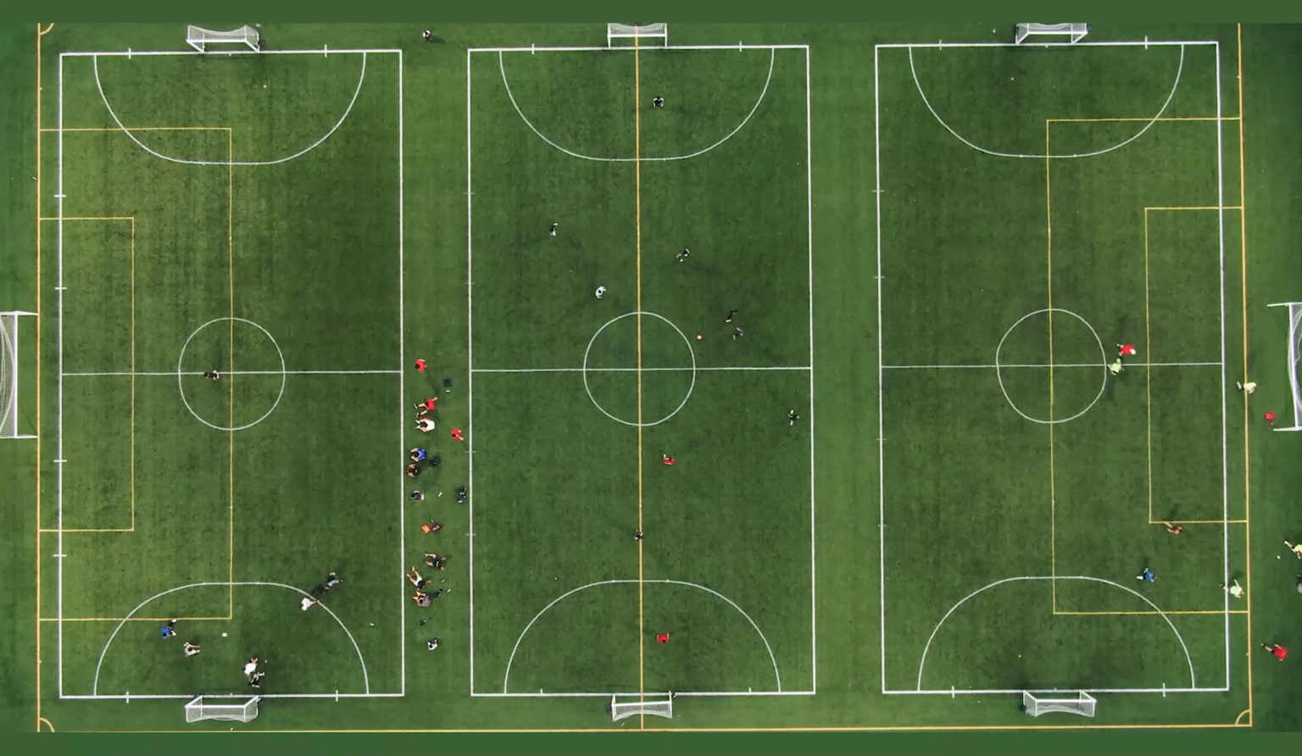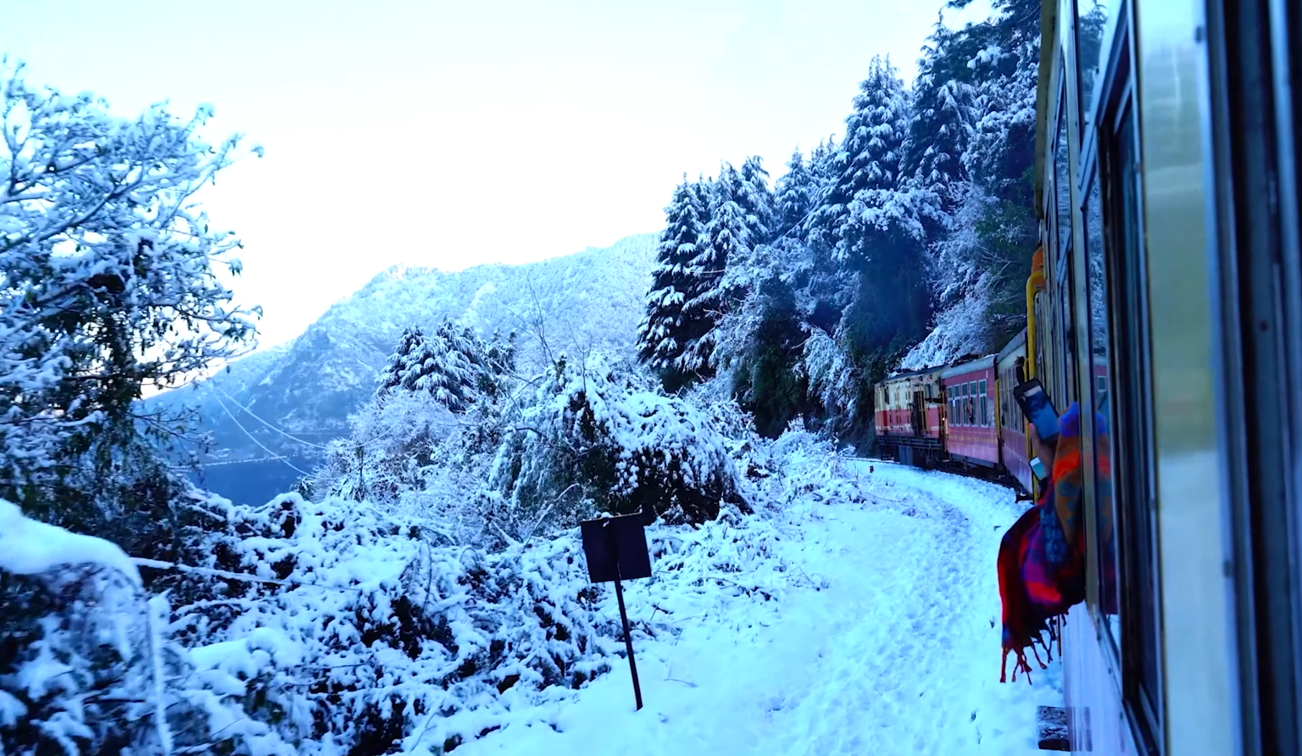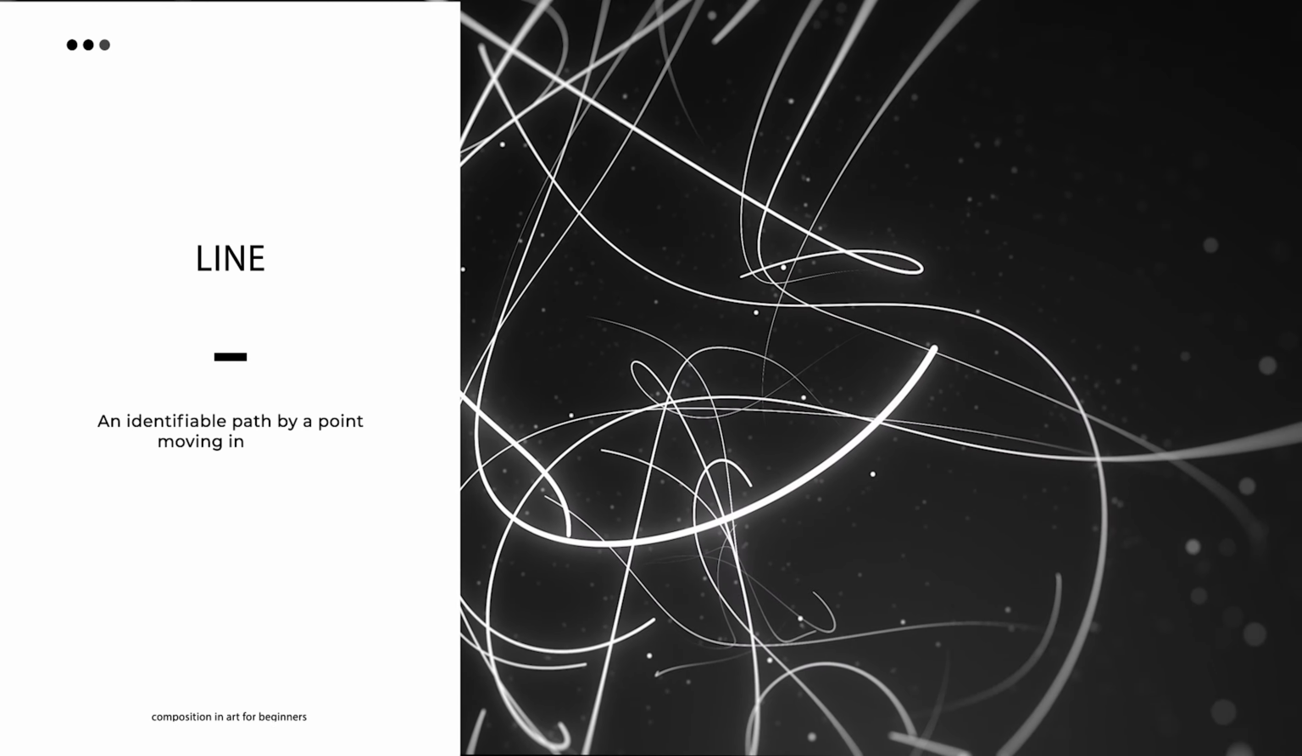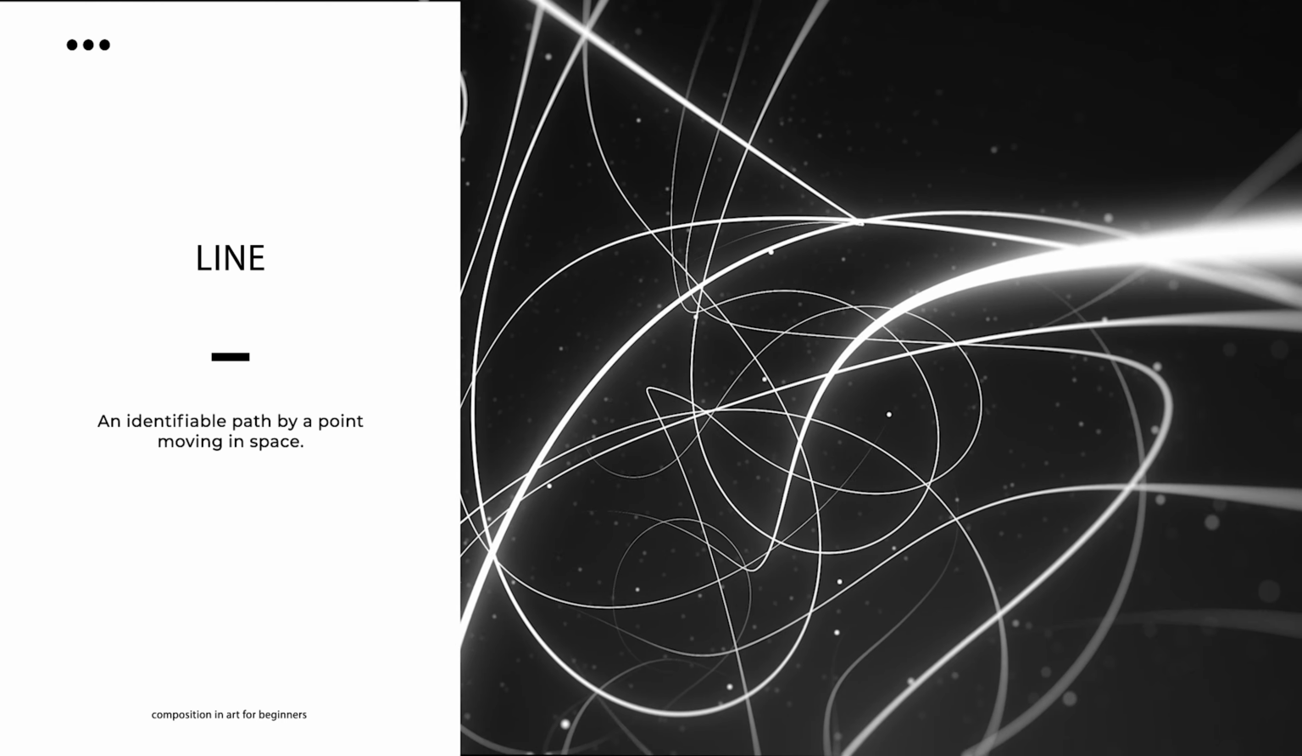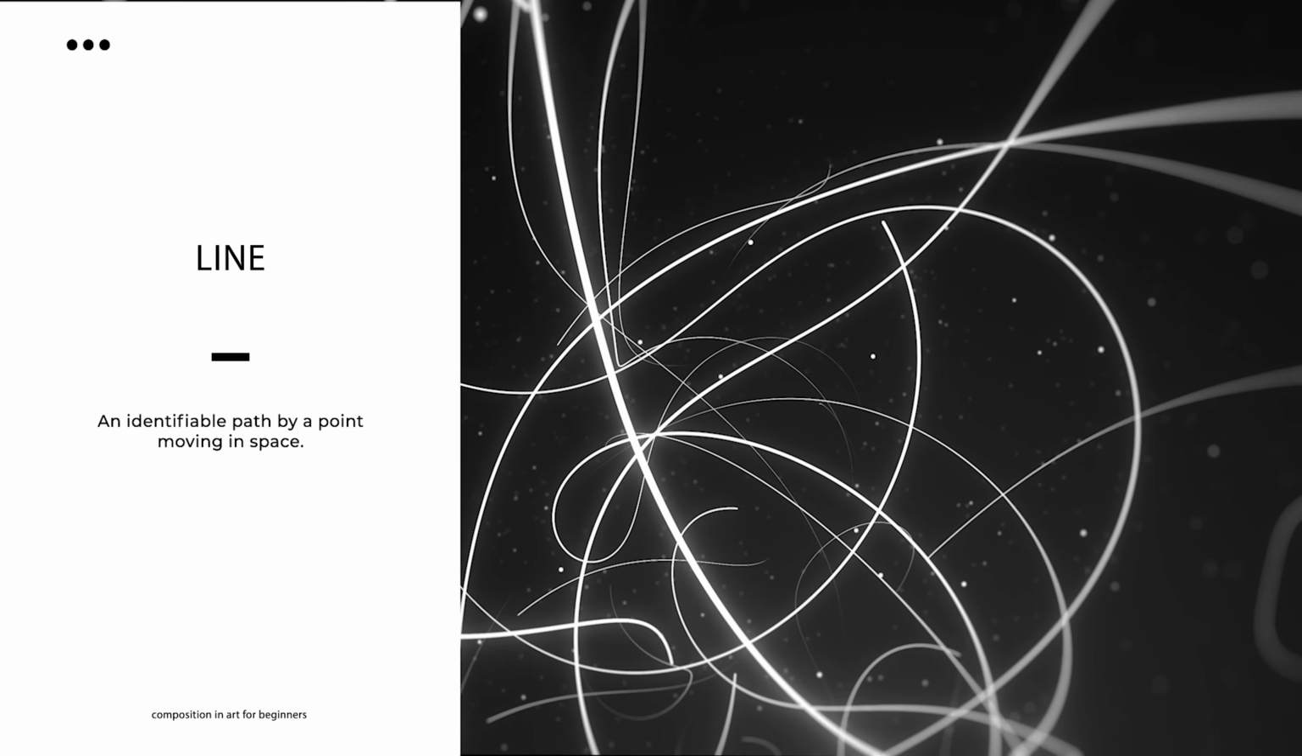Line. So even though we probably all know what a line is, let's just go over the definition and how we can use this in our compositions. So a line is defined as an identifiable path by a point moving in space.